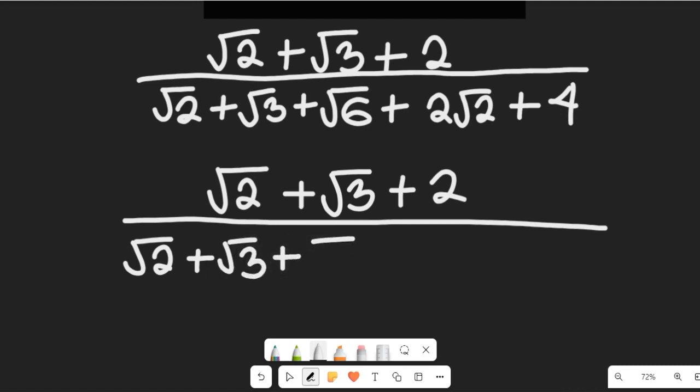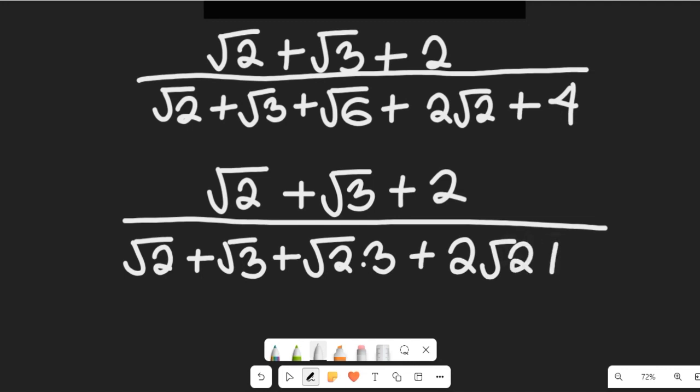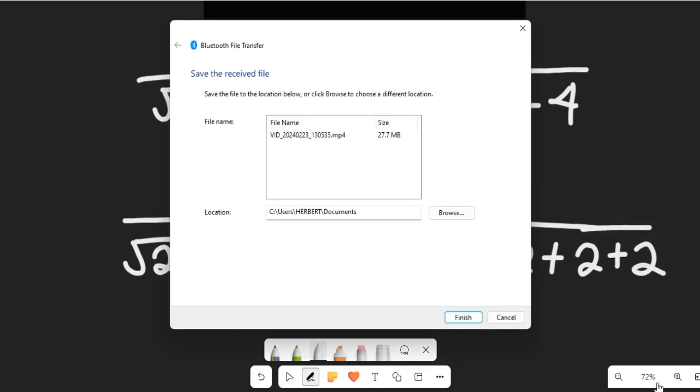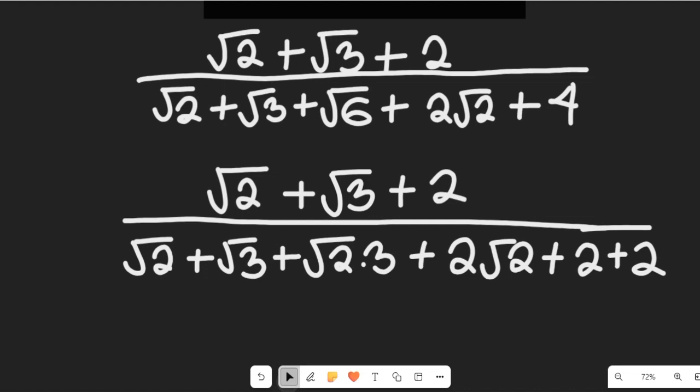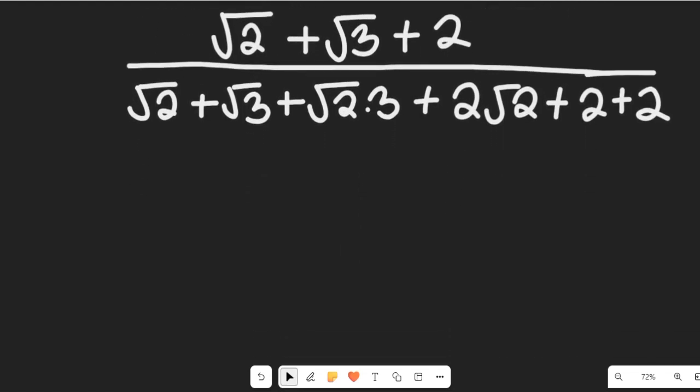plus the square root of 6, which can be 3 times 2. So we're going to make that 2 multiplied by 3 plus the 2 root 2. So I'm going to make this plus 2 and plus 2, because 2 plus 2 is going to give me 4. So why did I do that? We're going to find out.